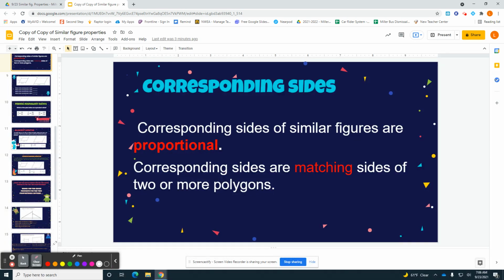So it says corresponding sides. Corresponding sides of similar figures are proportional. Corresponding sides are matching sides of two or more polygons. So corresponding sides are not congruent like angles. They are proportional. So whereas our angles were congruent, our sides are only proportional.